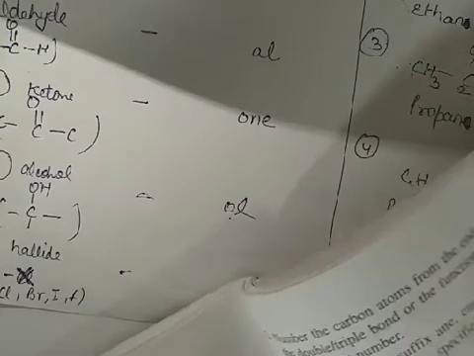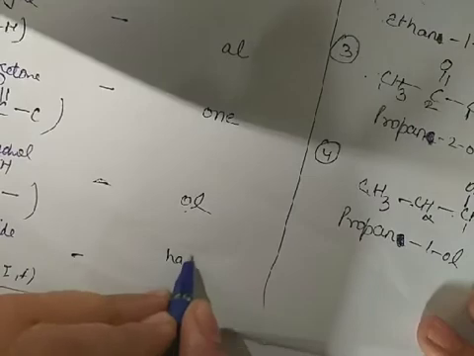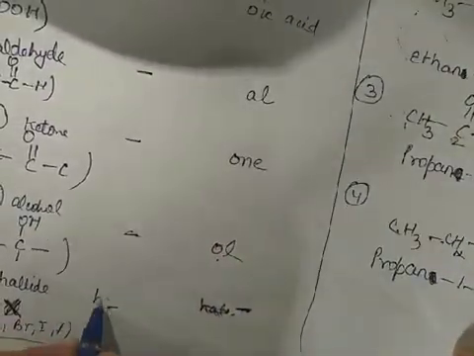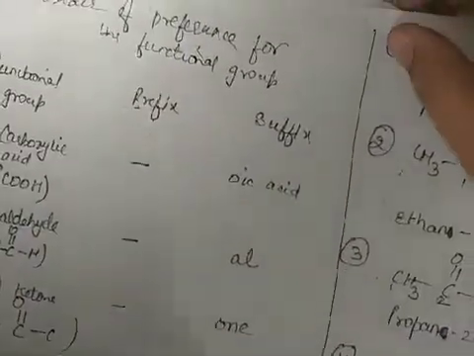What does it mean? They are always written at the start, not at the last. Halides get the prefix halo. The suffix will remain as it is, and the prefix will be halo. Prefix means before. So the prefix will be halo. This time we are using prefix, not suffix.